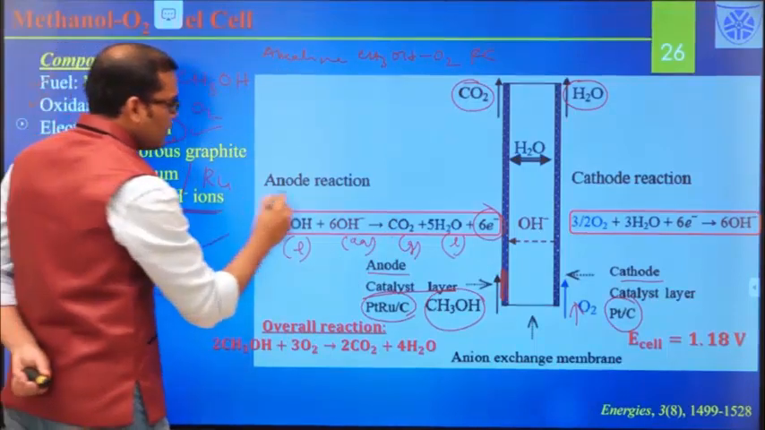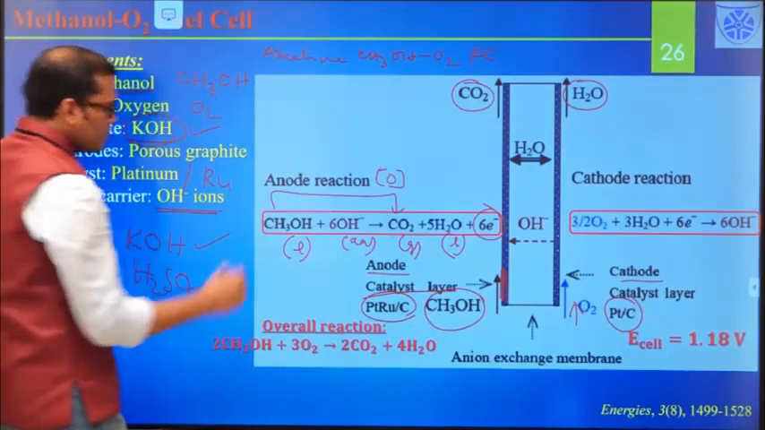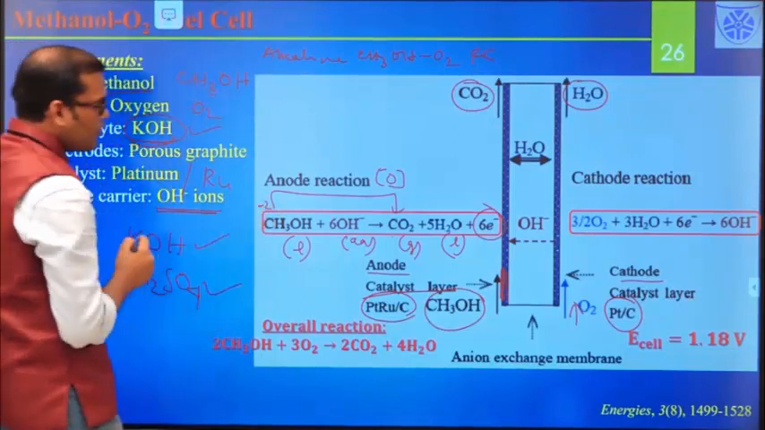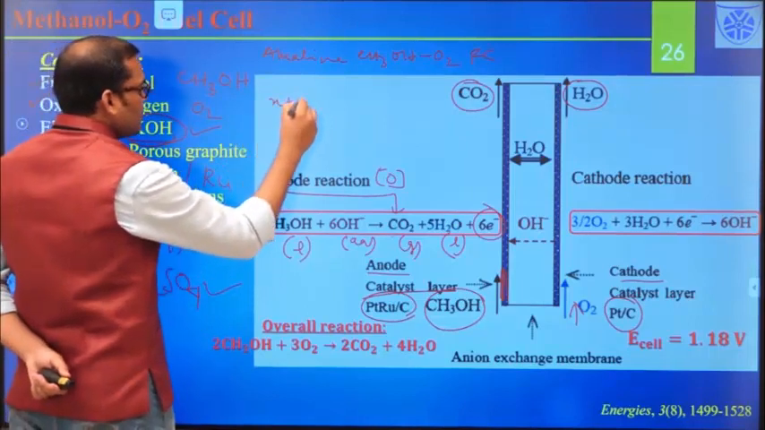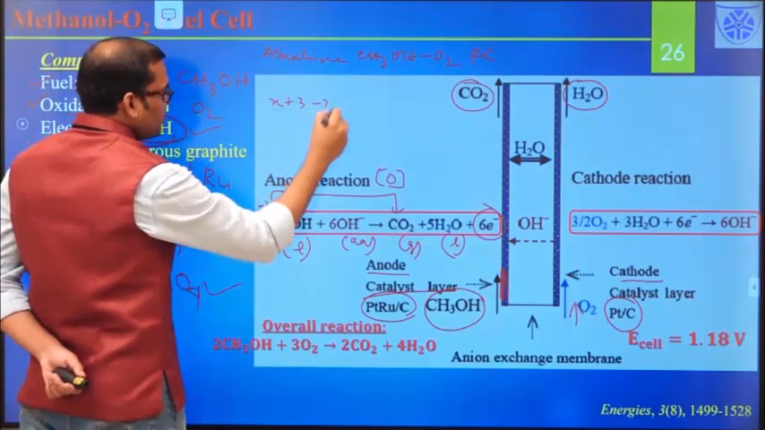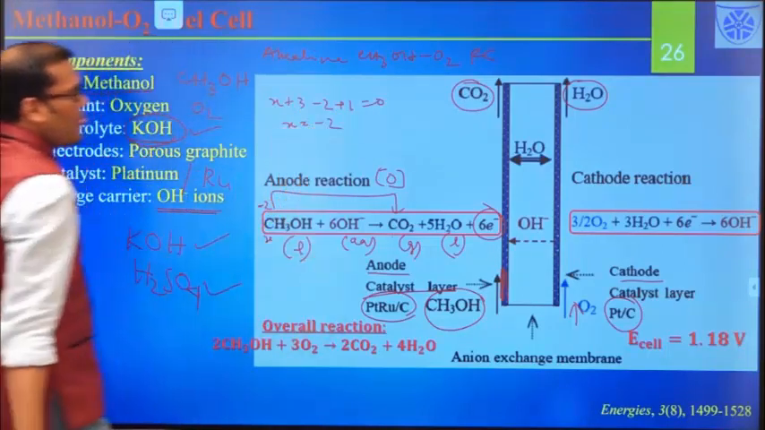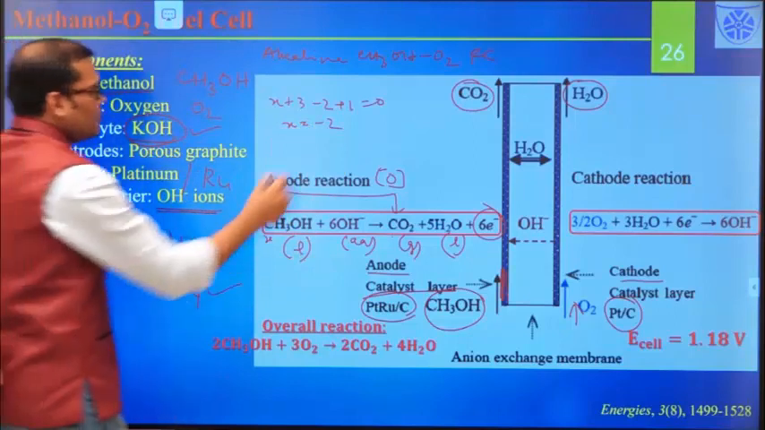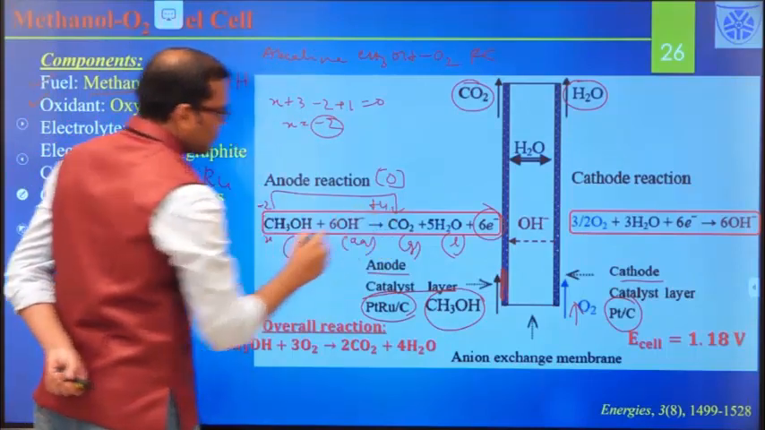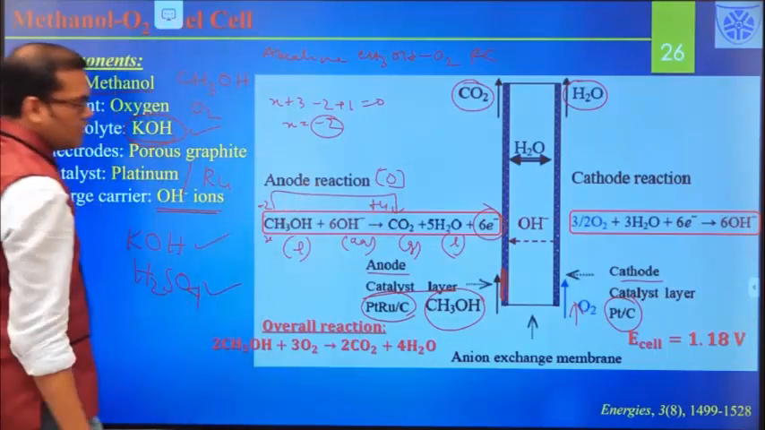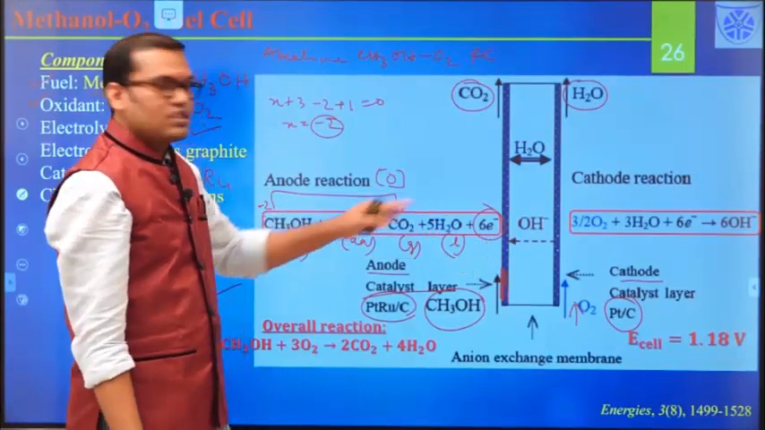So this is the oxidation process, because this is occurring at the anode. So the carbon, it is -2. So how do you find out? Suppose carbon is X, I don't know what is the oxidation state in methanol. So X plus 3, right, -2 for the oxygen, plus 1 equal to 0. So X equal to -2, right? So this -2 is the oxidation state for carbon, and for carbon dioxide it is +4. So -2 to +4, it is an oxidation process, right? And 6 electrons are coming out, which is higher than the hydrogen oxygen fuel cell.